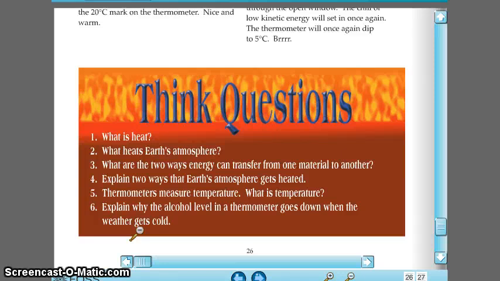So that pretty much is a wrap-up and review of not only conduction, but heat transfer. We're going to have our test. If you have any questions, feel free to stop by in class and make sure to ask.